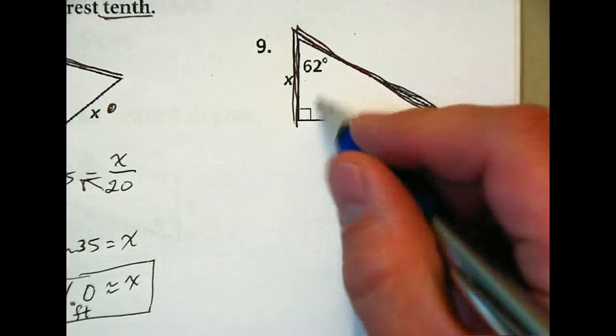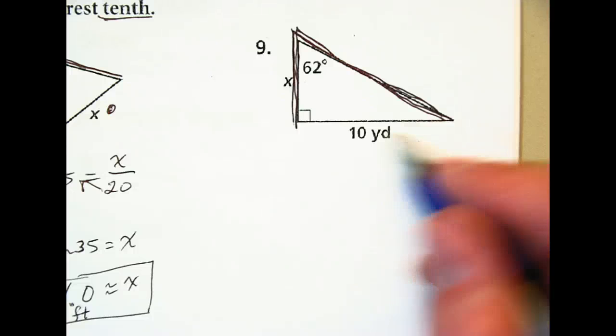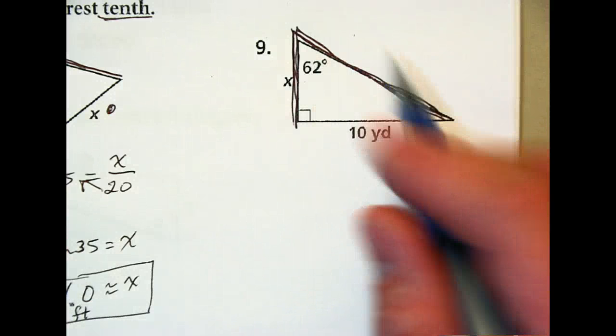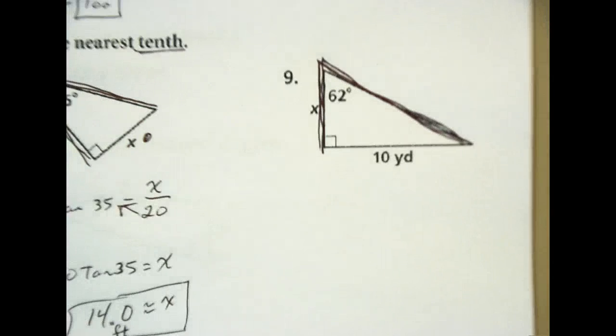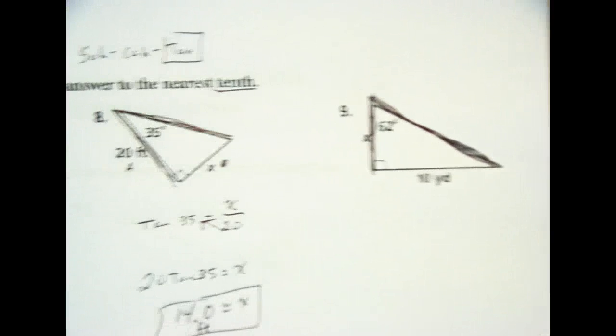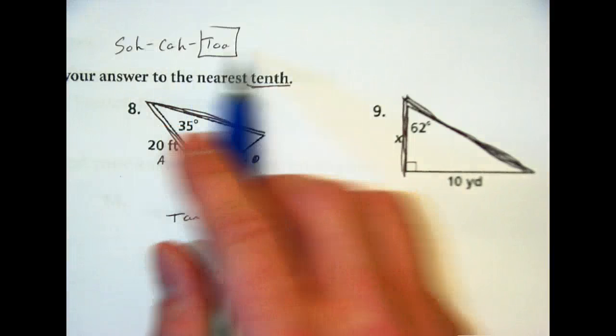The only reason I'm getting you in the habit of tracing is so that you know which of the 3 trig functions you're dealing with. So when I trace that in relation to our trig functions, this is SOHCAHTOA.